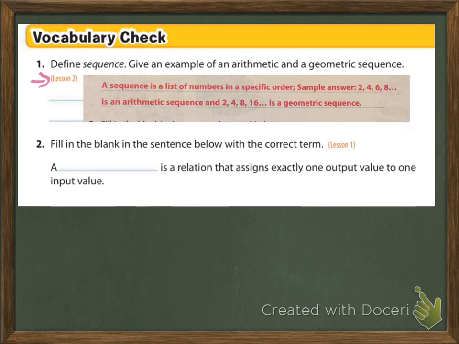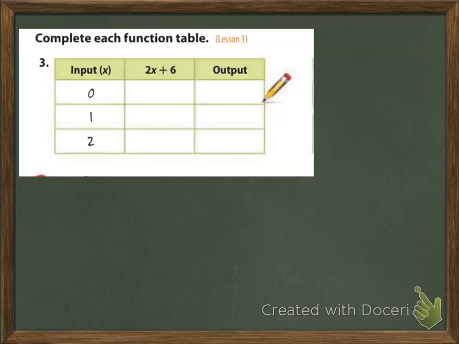It says fill in the blank in the sentence below with the correct term. A blank is a relation that assigns exactly one output value to one input value. So that is going to be a function. So you want to go ahead and write that there. All right, so you should have a function written there like we've done here.